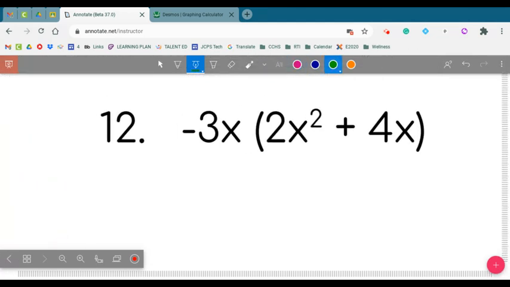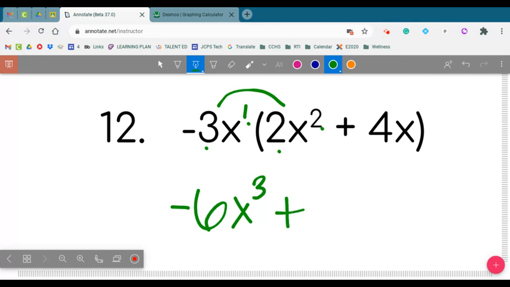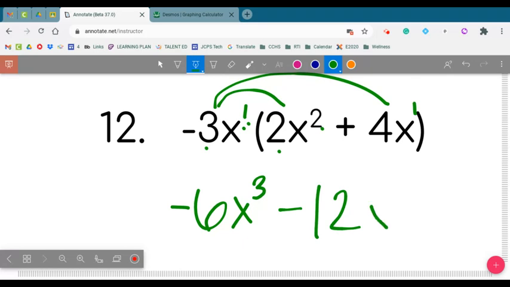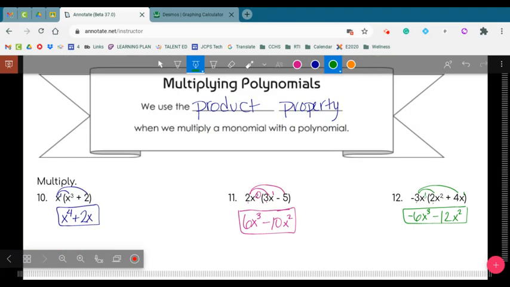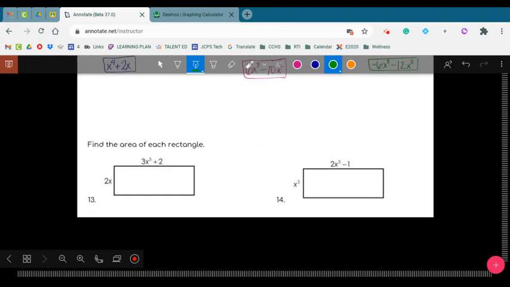Last one, I do negative 3x times 2x squared. So negative 3 times 2, negative 6. I have my x, and I have to add my exponents. So 1 plus 2 is going to give me 3. Bring your plus. Negative 3x times 4x. So negative 3 times 4 is negative 12. So I actually want this to be an addition or subtraction sign. So that's going to be negative. And then x, I have 1 plus a 1 on this one. So I'm going to have x to the 2nd. And that is my answer. So this is what we're going to be going into next. So keep that in mind.